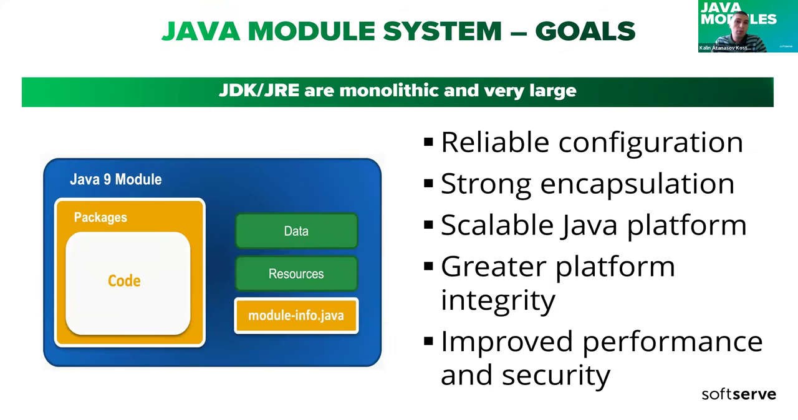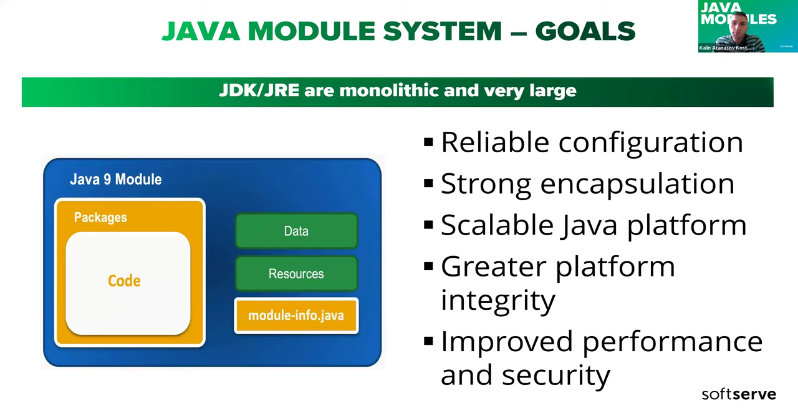The idea for the module system and its goals: first, start with reliable configuration. We always want to be able to explicitly express dependencies so that we don't get into the situation where we have resources being called and they are not in the class path. If jars are missing from the class path, then we would like to know immediately.